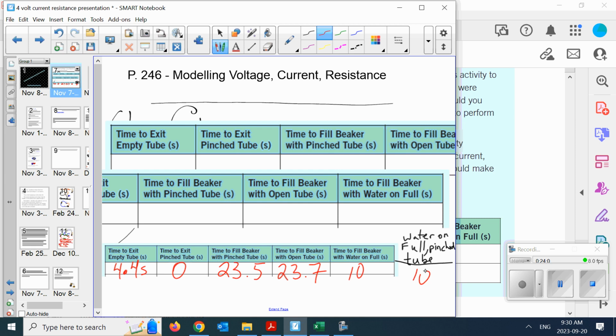Put it on full blast. Put those ones on. And then we will talk about the data tomorrow.